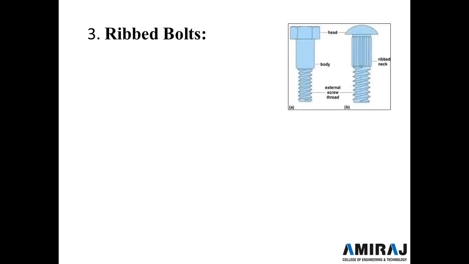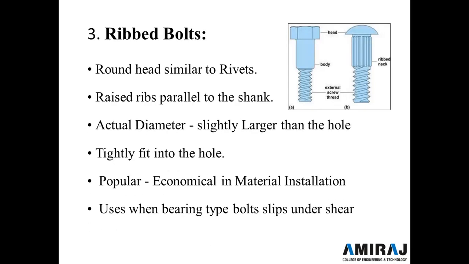Ribbed bolts are shown in this figure. Head, body, and external screw threads are given. The round head is similar to this rivet. Raised ribs are parallel to the shank portion. Ribs are provided in these shank portions compared to rivet connections or other types of bolts, right?